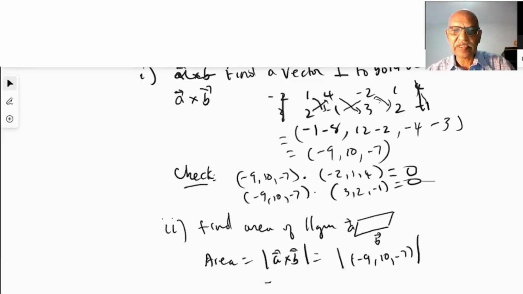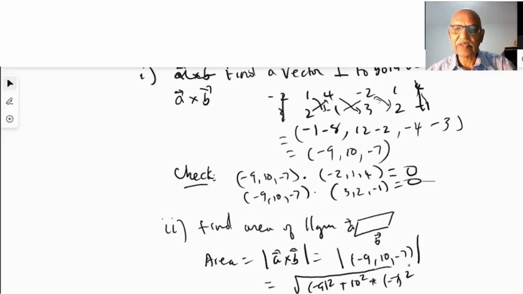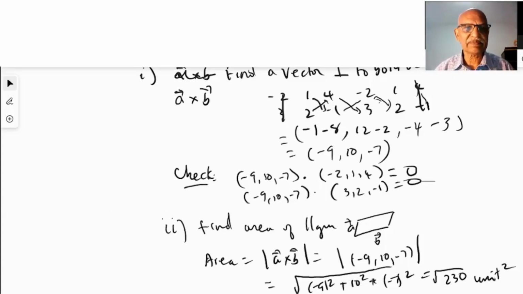To find the magnitude, what do we say? We do the square root of minus 9 squared plus 10 squared plus minus 7 squared. So the magnitude will be the square root of that. This will be the square root of 81 plus 100 plus 49, which is square root of 230. Therefore, this will be the area, in square units, whatever unit I have. That's the area of the parallelogram.